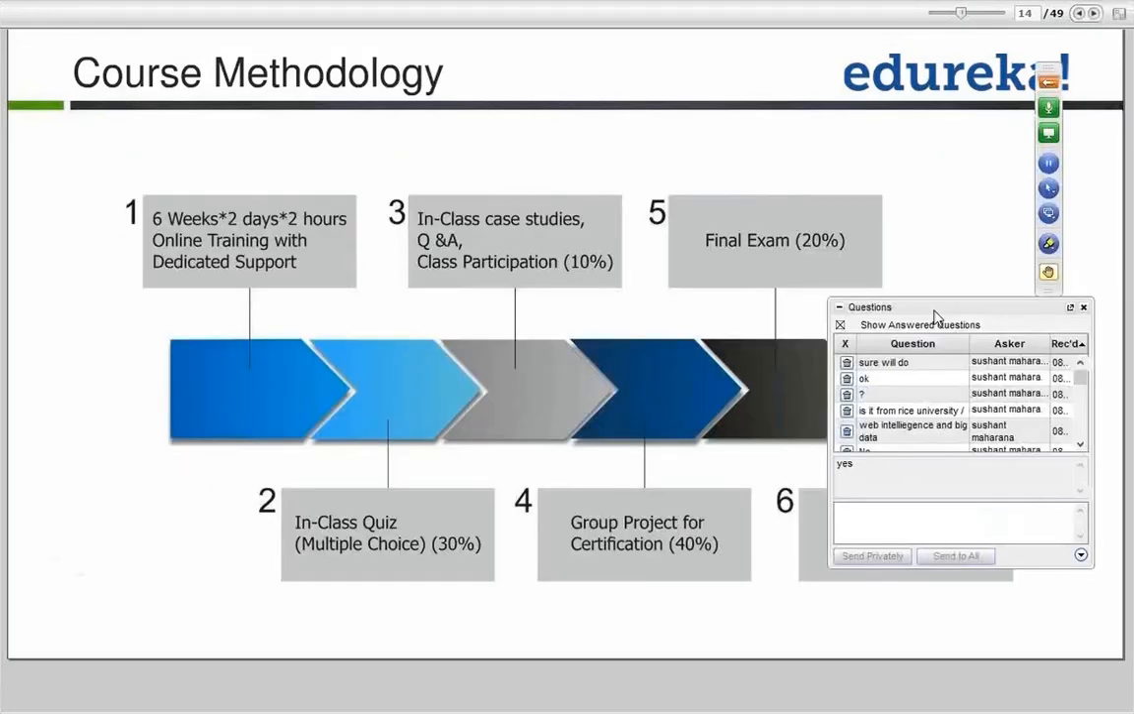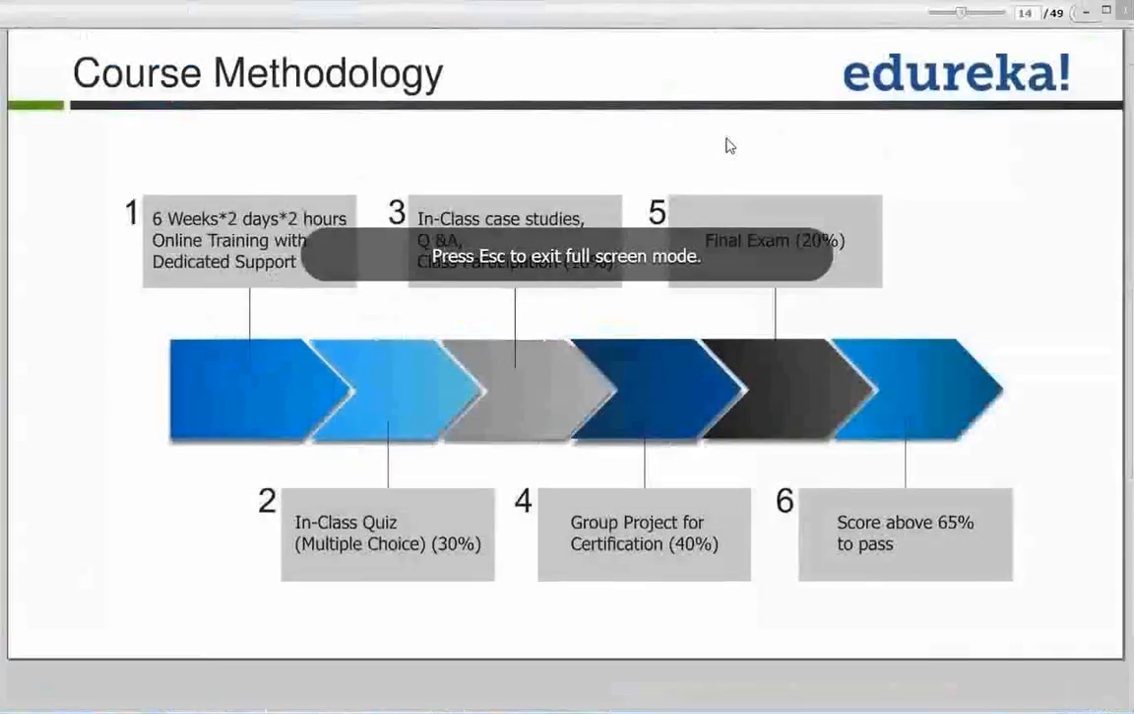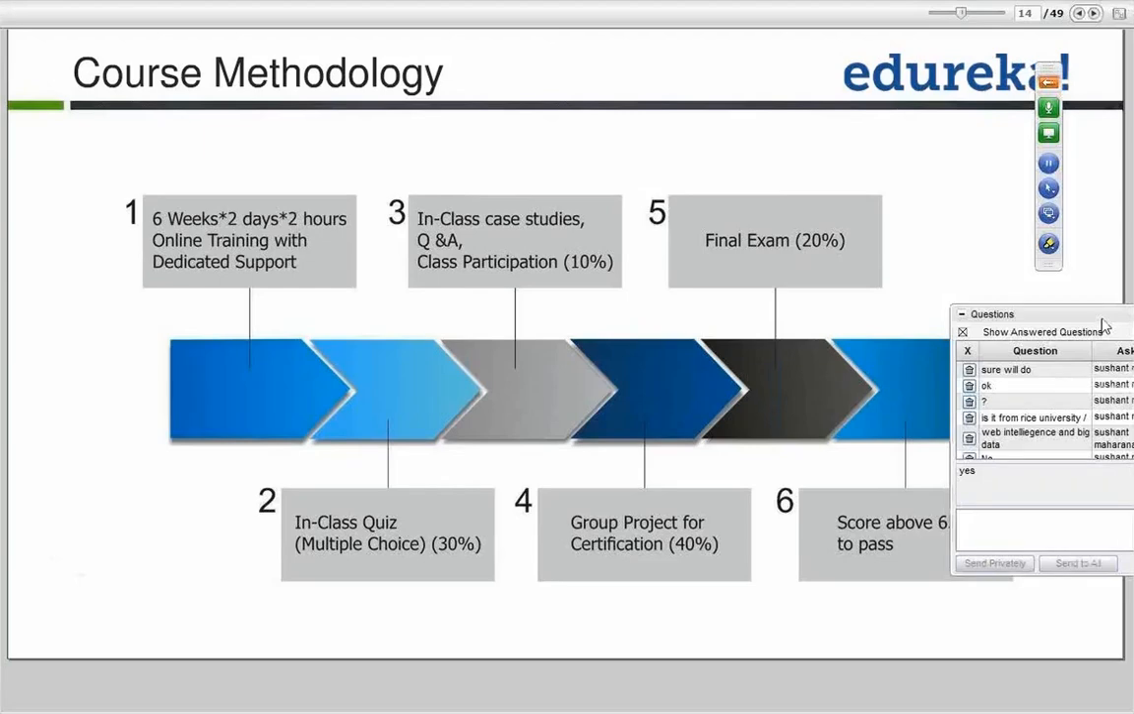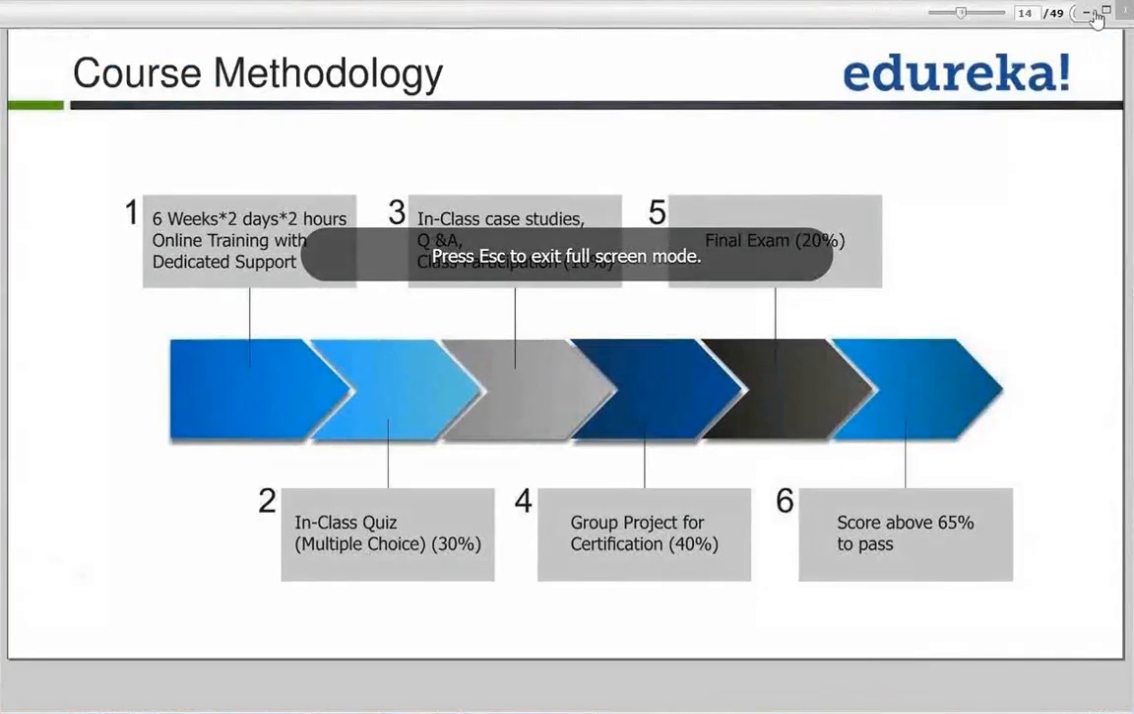This slide tells you what is the course methodology. So you are already aware, it's a 6-week course, 2 days, 2 hours. You have some quizzes in class sometimes. Then you have case studies, question and answers, class participation which you all are doing. There will be a group project, and there will be a final exam, and there's a pass criteria, of course. So you have to score above 65% to get a certificate.